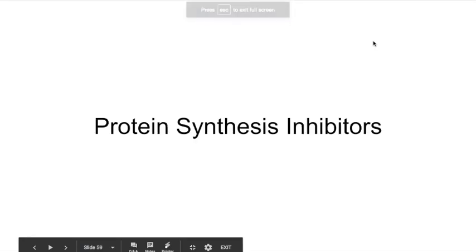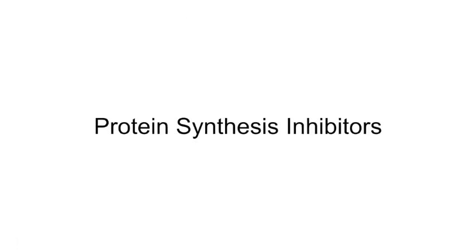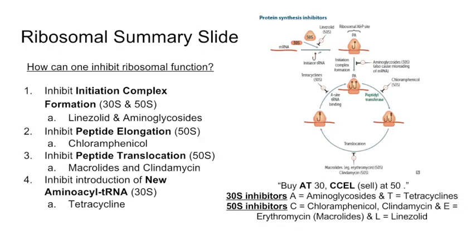Okay, continuing our discussion with the antibiotics, and the third class of agents that we're going to discuss is the protein synthesis inhibitors. And the whole idea of the protein synthesis inhibitors is going after the ribosomes and inhibiting the protein from being made.